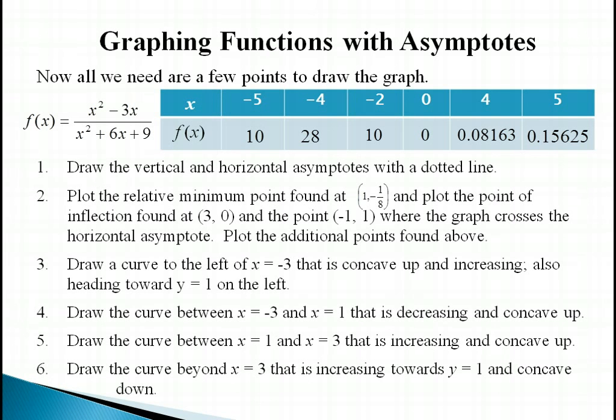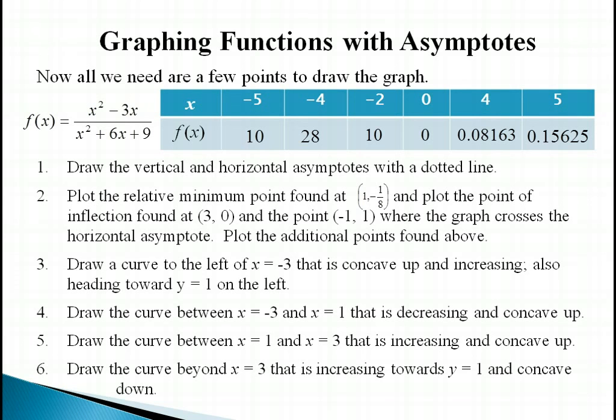Now what you want to do is go ahead and draw your graph. You're going to start off by drawing your vertical and horizontal asymptotes. Use a dotted line so it shows that it's not actually part of your graph. Then you're going to plot some points. You're going to plot your minimum point that you found at 1 and -1/8. You're going to plot your point of inflection at 3, 0. You're going to plot the point -1, 1 where the graph touches the horizontal asymptote, and the additional points that we found above.